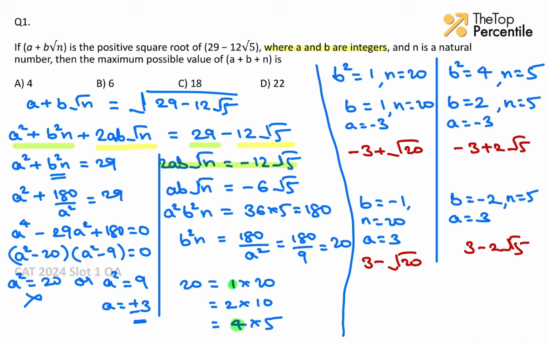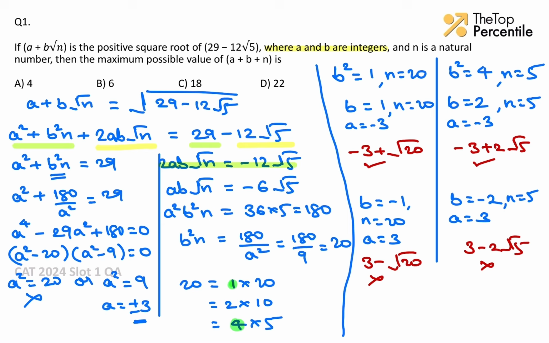Now see, it was given to us that A plus B root n is positive, right? So in the first case, -3 plus root 20. Root 20 will be something more than 4, so this overall value will be positive. So this will stay. -3 plus 2 root 5, yes, this will also give me an overall positive value. So this will stay. 3 minus root 20, no, this will be negative. 3 minus 2 root 5 will also be negative. So this will also go. So I have two cases that are completely satisfying.